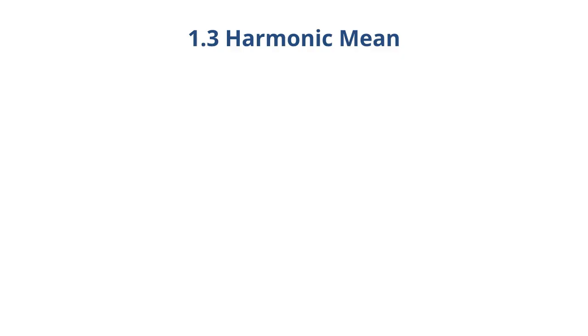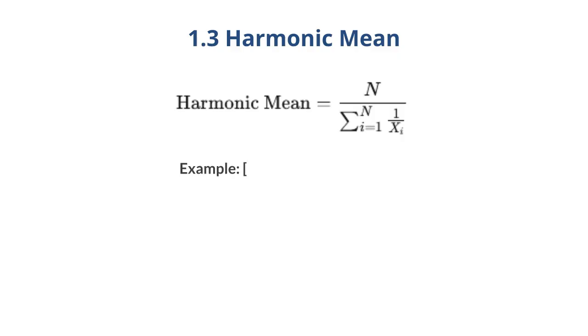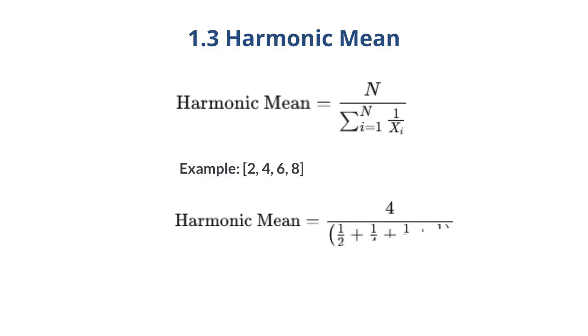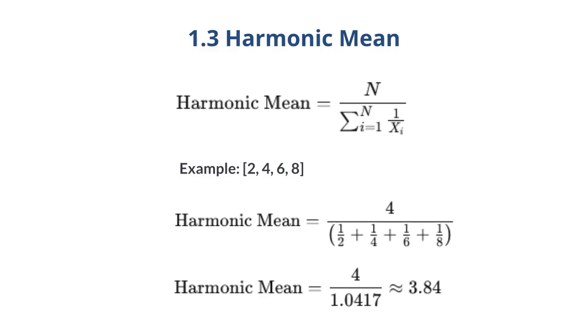The formula is harmonic mean equals the sum from i equals 1 to n of 1 over x sub i, all divided by n, which is the same as n divided by the sum from i equals 1 to n of 1 over x sub i. Example, for the values 2, 4, 6, 8, the harmonic mean is calculated as harmonic mean equals 4 divided by the sum of 1 over 2, plus 1 over 4, plus 1 over 6, plus 1 over 8, which equals approximately 4 over 1.0417, rounded to 3.84.